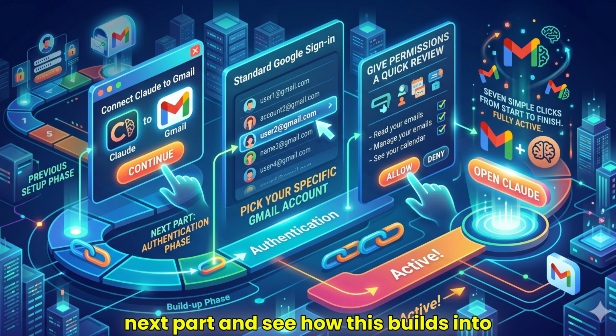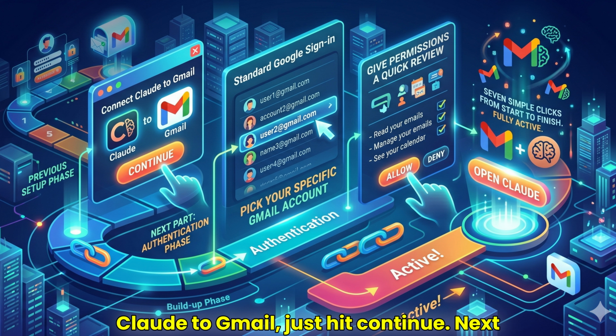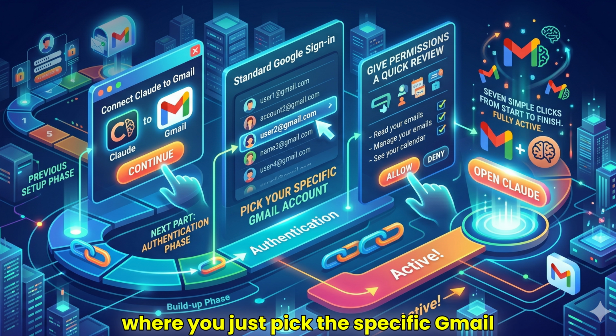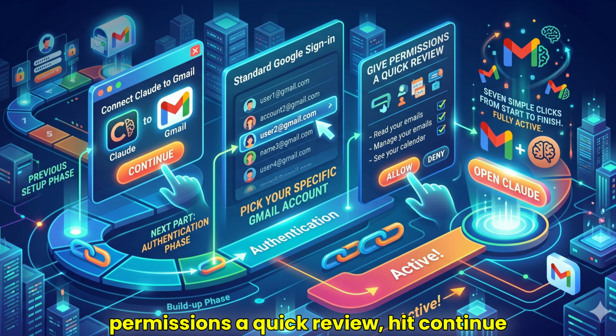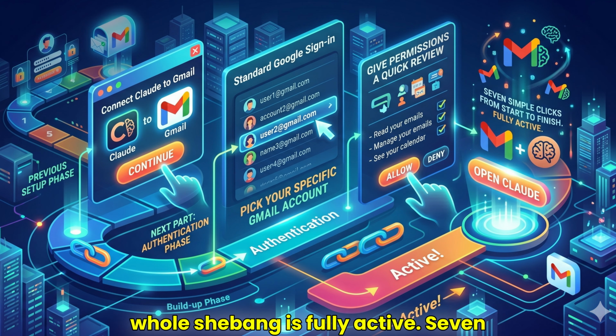Let's move to the next part and see how this builds into the authentication phase. A little window pops up on your screen saying Connect Claude to Gmail. Just hit Continue. Next up, you'll see a standard Google sign-in where you just pick the specific Gmail account you want to connect, give the permissions a quick review, hit Continue one more time, and finally, click Open Claude. And honestly, that's it. The whole shebang is fully active. 7 simple clicks from start to finish.